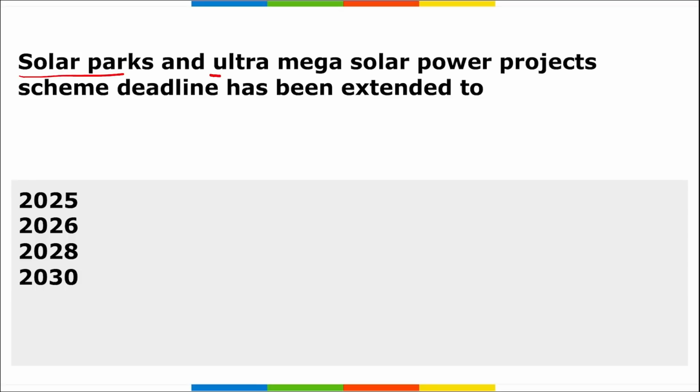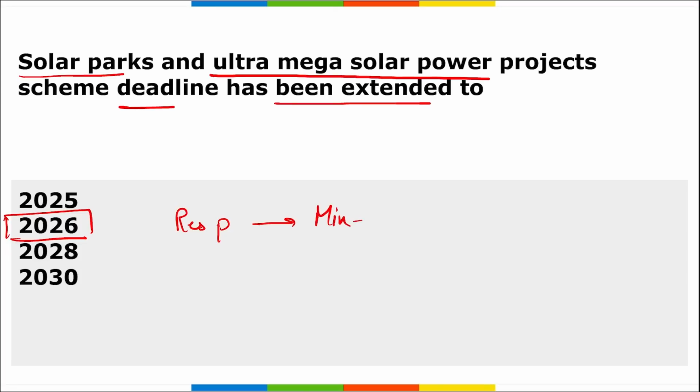Solar parks and ultra mega solar power project schemes deadline has been extended. So remember, the solar parks and ultra mega solar power project scheme deadline has been extended to 2026, right? And it is for the development of solar parks and ultra mega solar parks. Which is the responsible ministry here? The ministry that you need to remember is the Ministry of New and Renewable Energy. Correct? They have extended this deadline to 2026.